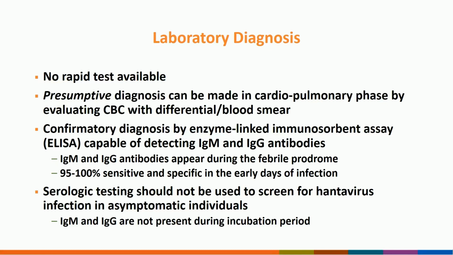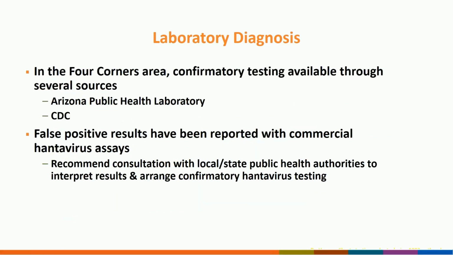These antibodies appear during the febrile prodrome and are 95 to 100% sensitive and specific for early hantavirus infection. Serological testing should not be used to screen for hantavirus infection in asymptomatic individuals because antibodies are not present during the incubation period. Confirmatory hantavirus testing is available through several sources within the Four Corners area, including the Arizona Public Health Laboratory, TriCore Reference Center, and the CDC.